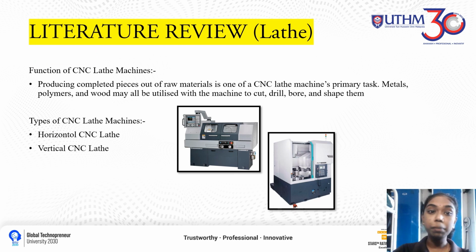Producing completed pieces out of raw materials is one of the CNC lathe machine's primary tasks. Metals, polymers, and wood may all be utilized with the machine to cut, drill, bore, and shape them. Actually, there are many types of CNC lathe machines, but we are just focusing on two of them. One of them is horizontal CNC lathe and another one is vertical CNC lathe.